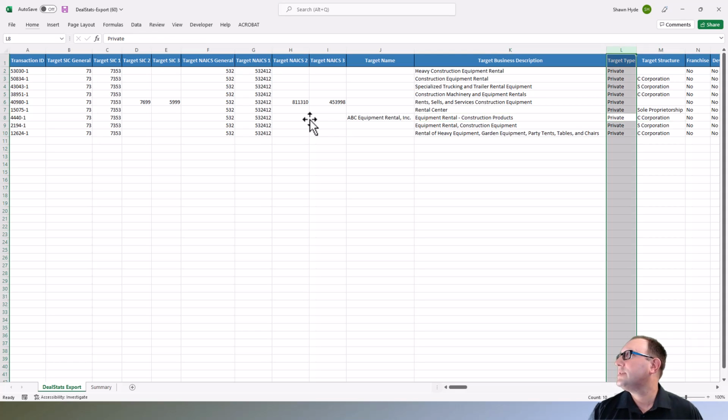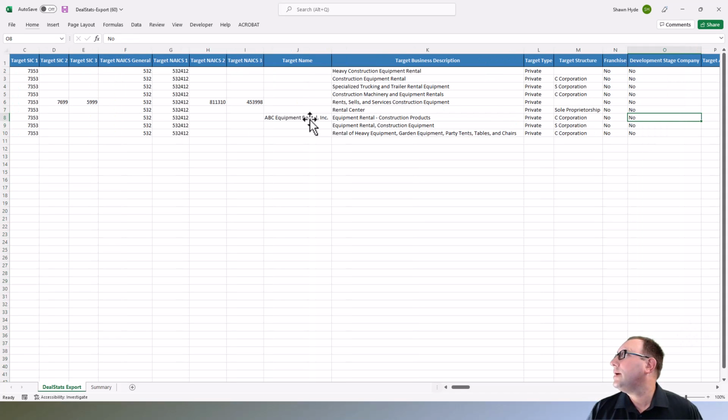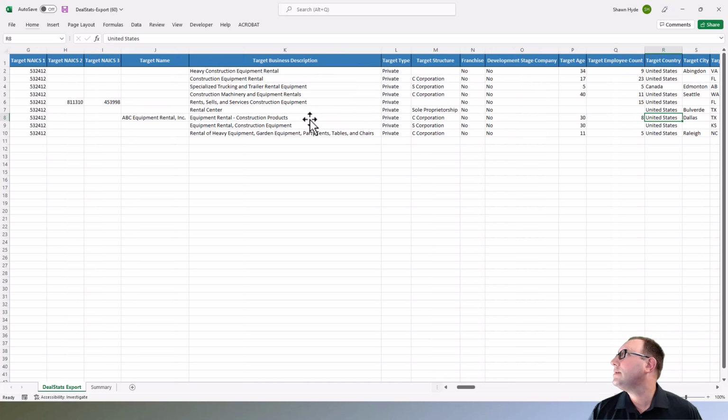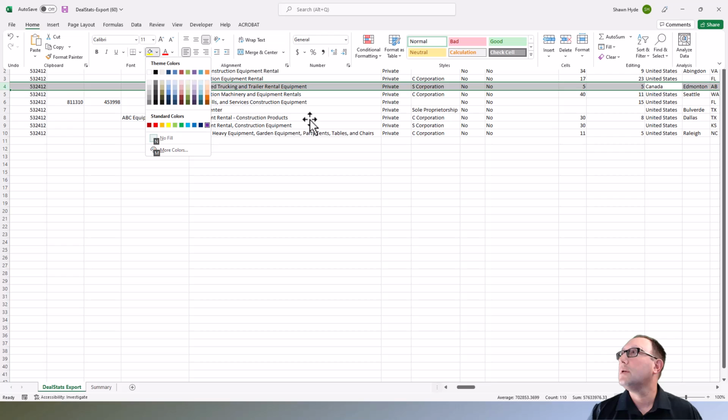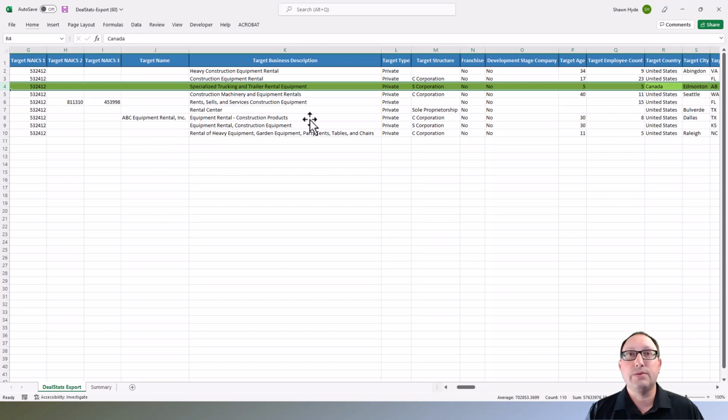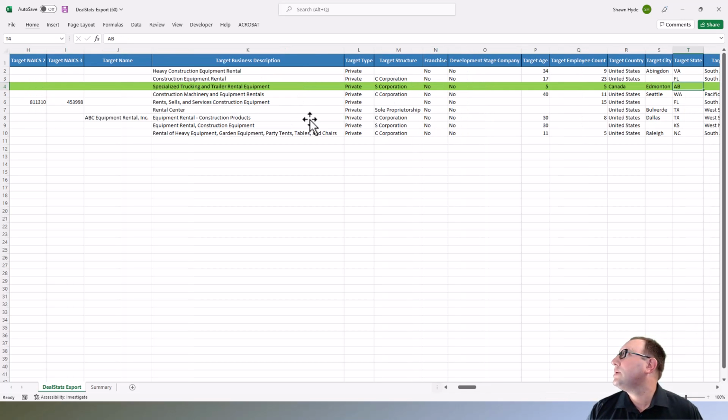Target type. This is the type of business that we're looking at. Sometimes you'll have comps that are publicly held, and I get rid of those. That's a different analysis. I don't want to mess with those. All right, let's scroll through here. All right, a Canadian business. Now, do we want to keep these? I'm going to highlight this one because I may or may not want to keep it, depending on whether it's reported in Canadian dollars or US. That's where I'll make my decision. Okay, let's see what else we've got.